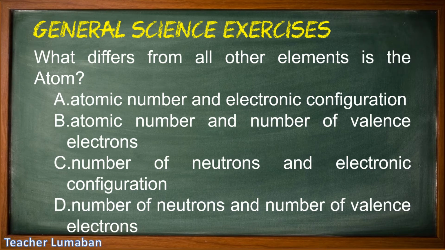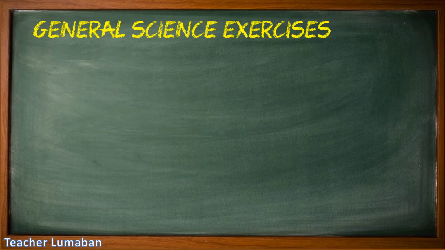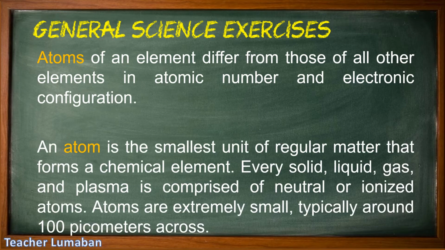The correct answer is letter A, atomic number and electronic configuration. Atoms of an element differ from those of all other elements in atomic number and electronic configuration. An atom is the smallest unit of ordinary matter that forms a chemical element. Every solid, liquid, gas, and plasma is composed of neutral or ionized atoms. Atoms are extremely small, typically around 100 picometers across.